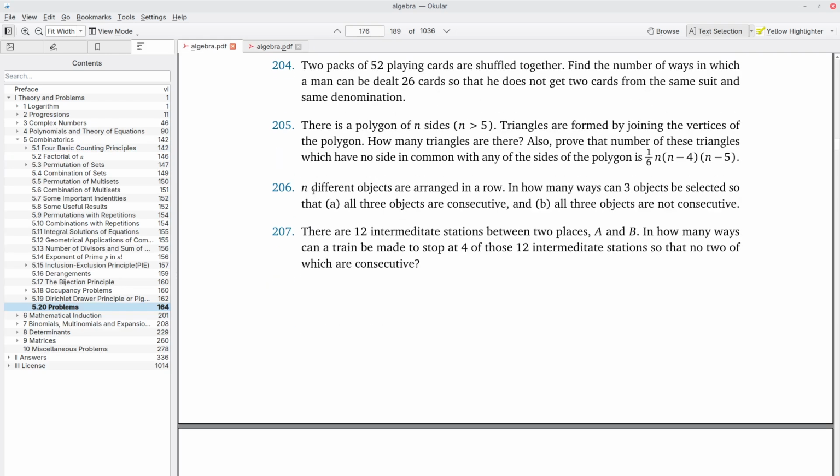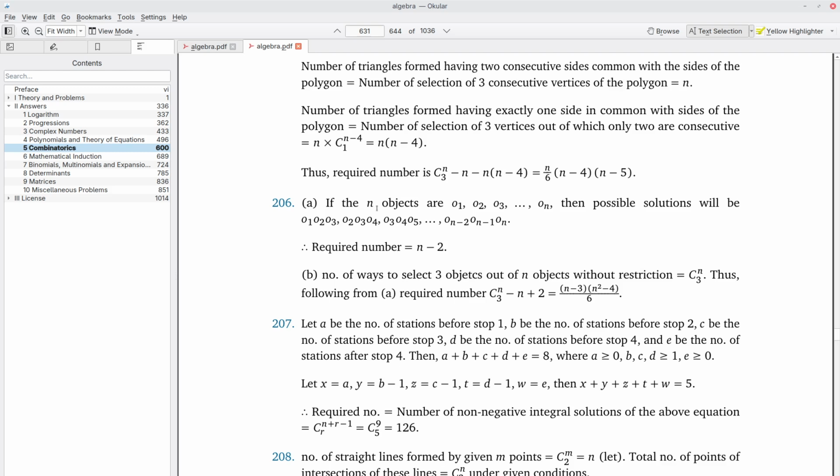Question 206 says that n different objects are arranged in a row. In how many ways can three objects be selected so that all three objects are not consecutive? So we let the n objects be O1, O2, O3, up to On. So the possible solutions will be we pick O1, O2, O3 or O2, O3, O4 or O3, O4, O5 or up to On minus 2, On minus 1, On. So you see the count will be n minus 2. It starts from 1 and goes up to n minus 2.